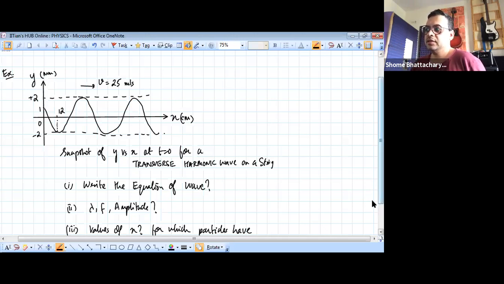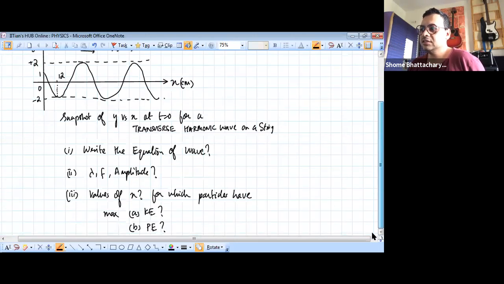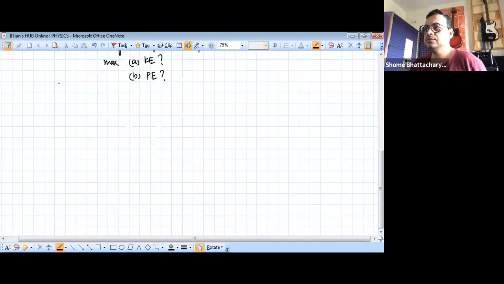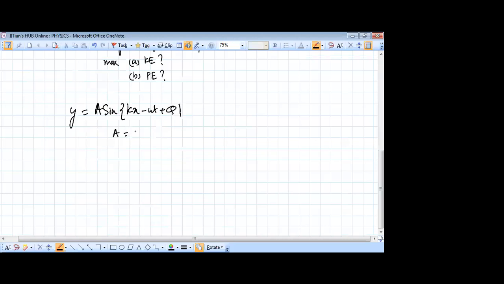Okay, so let me start with the basics here. Obviously, it is a harmonic wave. So, we can start with a general equation. Y is equal to A sine, let's say we write it as K kx minus omega t plus phi. And directly from the diagram, you can see A is equal to 2 millimeter.